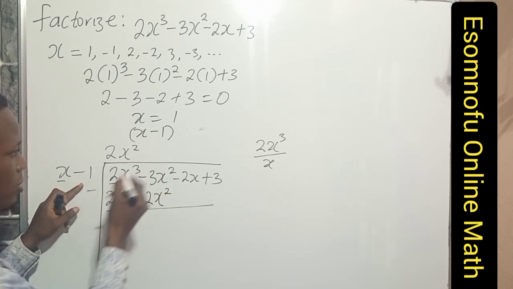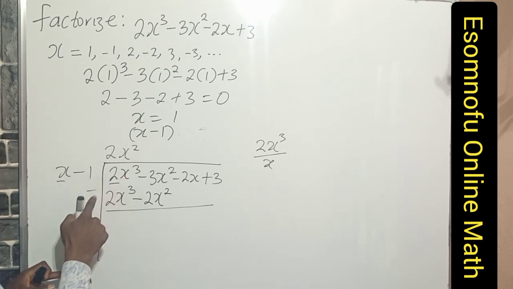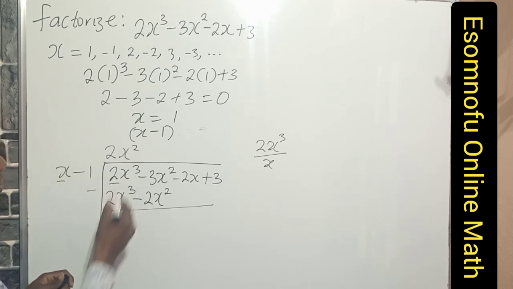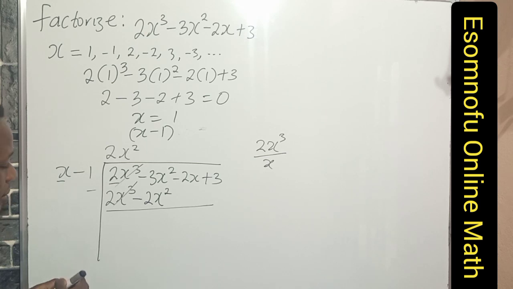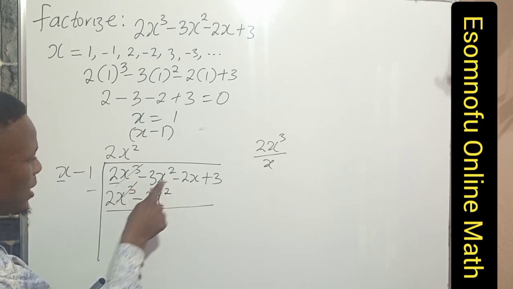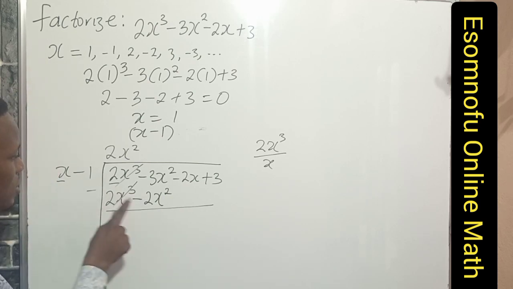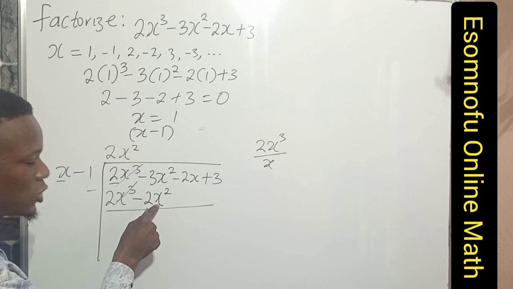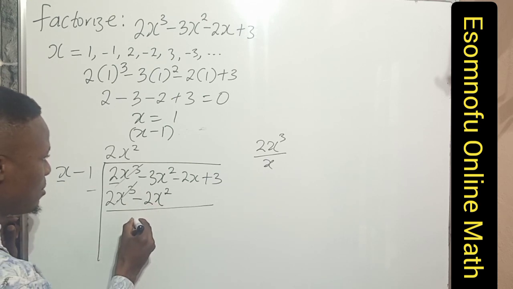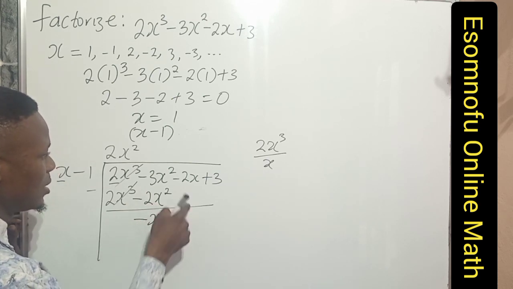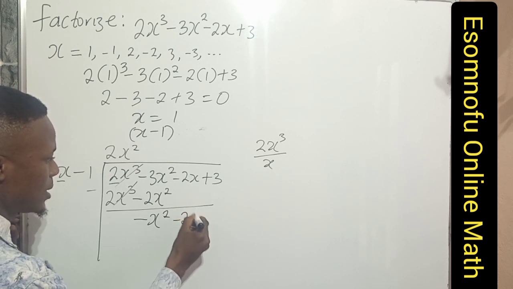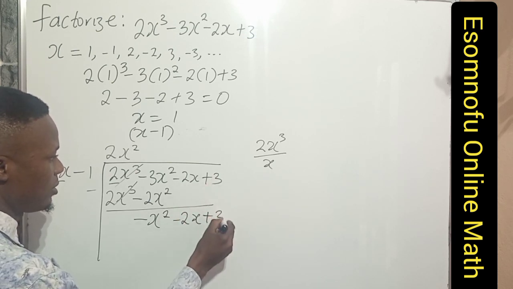Then you subtract, just like long division. This minus this has gone. You now have minus 3x squared minus 2x squared. Minus turns to plus, so you have minus 3x squared plus 2x squared. That will give us minus x squared. You bring down minus 2x and plus 3.